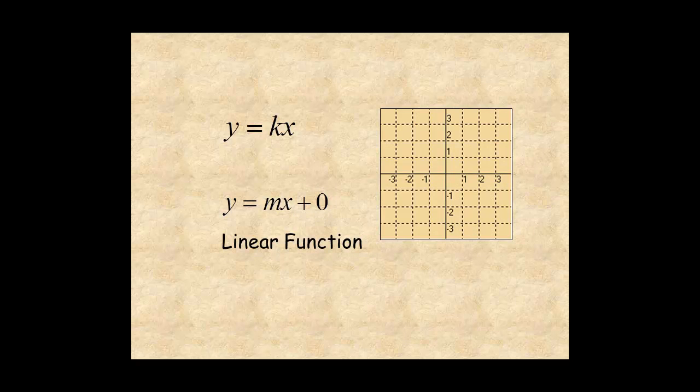From a previous lesson, you learned that an equation of the form y equals mx plus b is a linear function. So you can see a direct variation is a linear function where the y-intercept is 0. And the graph of a direct variation is a line through the origin. If the constant of variation is positive, the line goes uphill left to right. If the constant of variation is negative, the line goes downhill left to right.